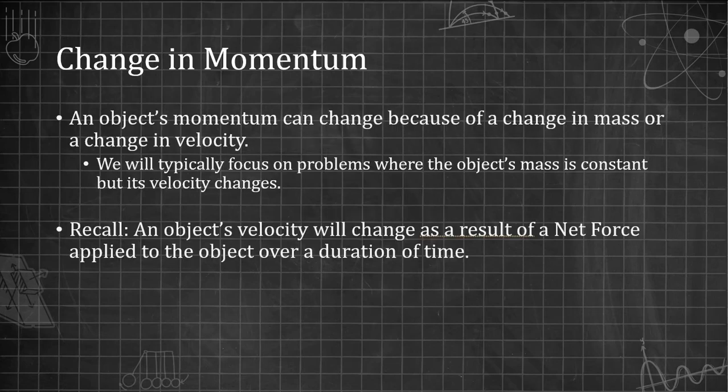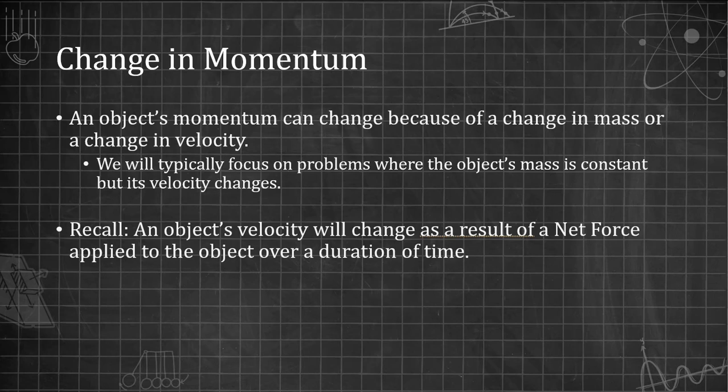So in this video, we're going to be talking a lot about change in momentum. And so we know that momentum is an object's mass multiplied by its velocity. So if we have a change in momentum, we could have a change in the object's mass take place, or we could have a change in the object's velocity take place. And in this course, we're typically going to focus on problems where the object's mass is constant, but its velocity is changing due to some external force on the object or maybe a collision with another object.